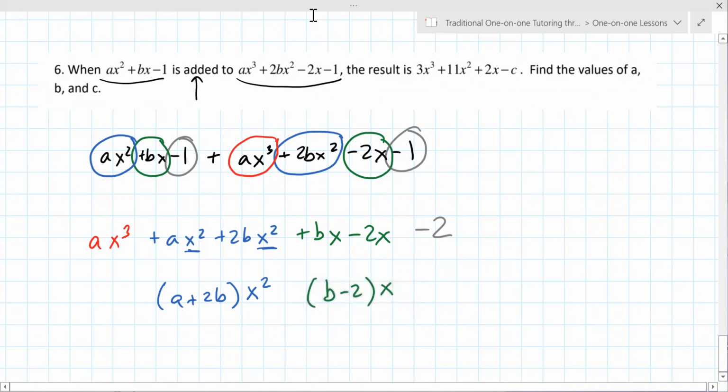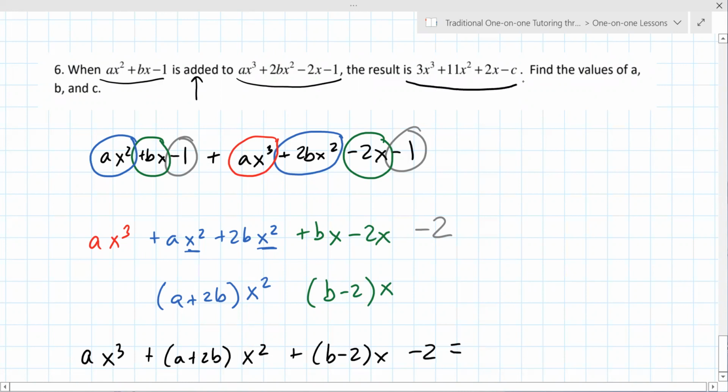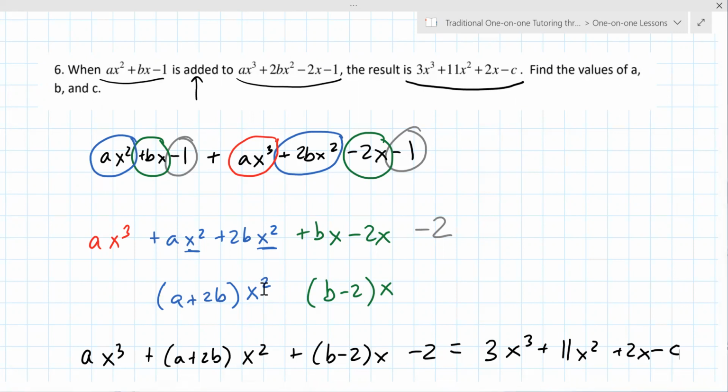Okay. Yeah. And so let me just get all this down again. It's ax cubed plus a plus 2b x squared plus b minus 2 x minus 2. And this equals, now we bring down the result, the 3x cubed plus 11x squared plus 2x minus c. And I write big. I know you probably don't have this much room there, but let me know when you get caught up to this point, because the next step is pretty important here. Okay, I'm good.